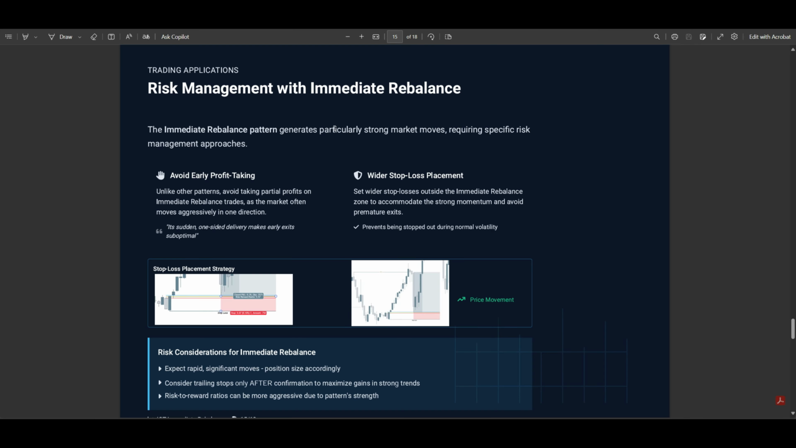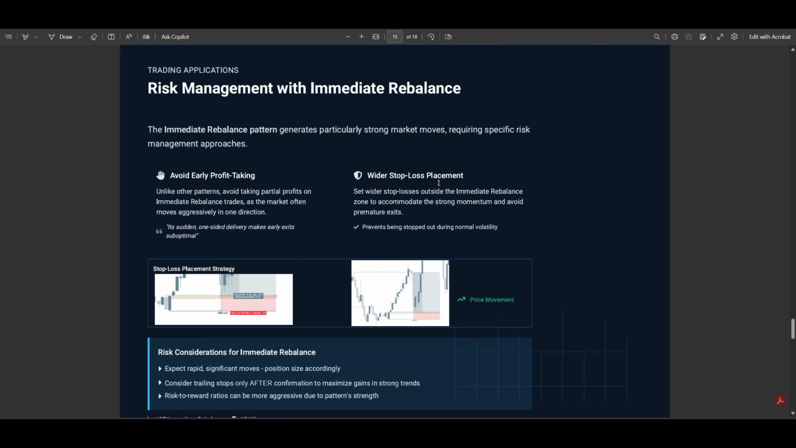All right, so risk management with immediate rebalance. The immediate rebalance pattern generates particularly strong market moves, requiring a specific risk management approach. So avoid early profit taking. Unlike other patterns, avoid taking partial profits on immediate rebalance trades, as the market often moves aggressively in one direction. So this is just a quote from ICT. Its sudden one-sided delivery makes early exits sub-optimal.